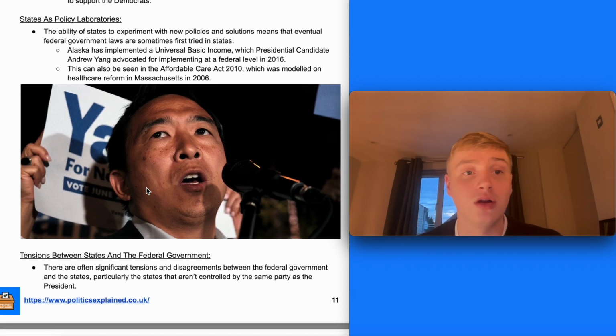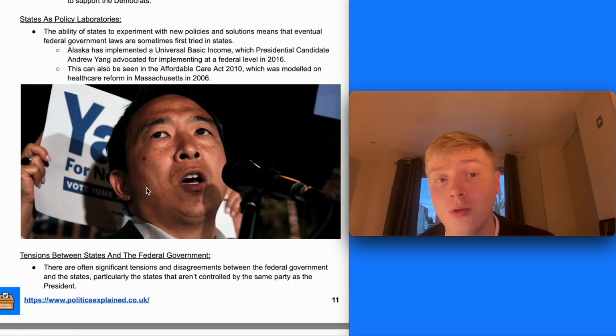States can also be seen as policy laboratories, so they can experiment with new policies and solutions, which means that federal government laws are sometimes first tried in states. So Alaska implemented a universal basic income, which presidential candidate Andrew Yang advocated for implementing at federal level in 2016. This can also be seen in the Affordable Care Act in 2010, which was modelled on healthcare reform in Massachusetts earlier in 2006.